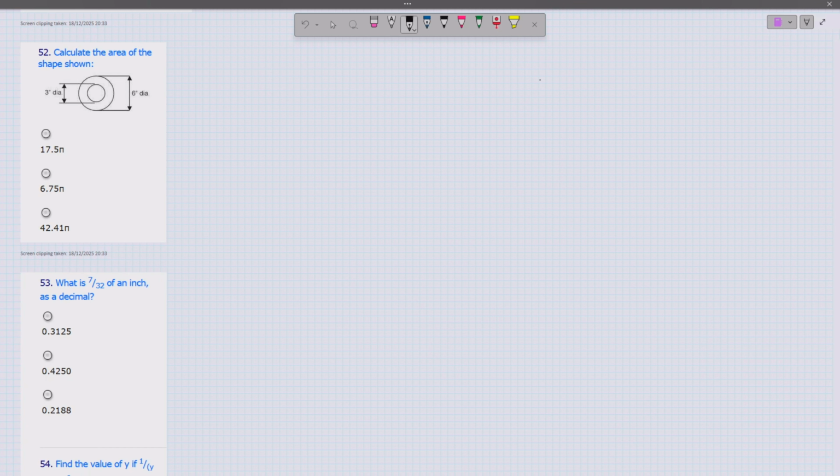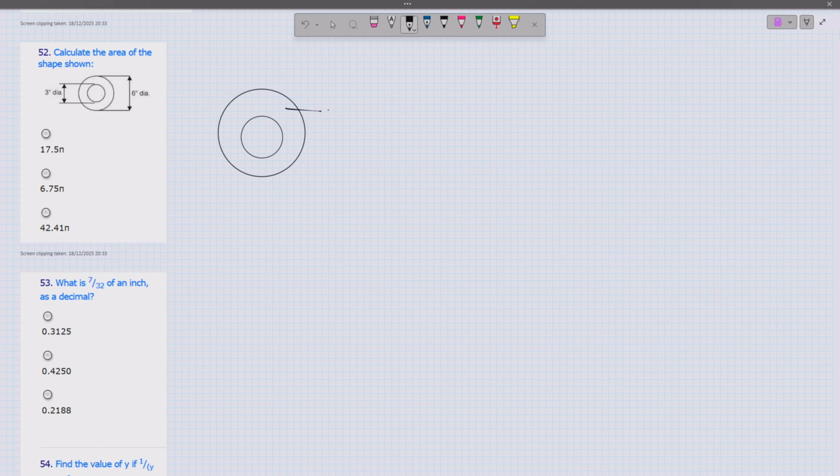So question number 52, calculate the area of the shape shown. So we have the bigger circle and the smaller circle. In order to find the area of the given figure, you have to subtract the area of the smaller circle from the bigger one. An area of a circle is pi r squared. So let's say we have a circle, the bigger circle, the smaller circle.